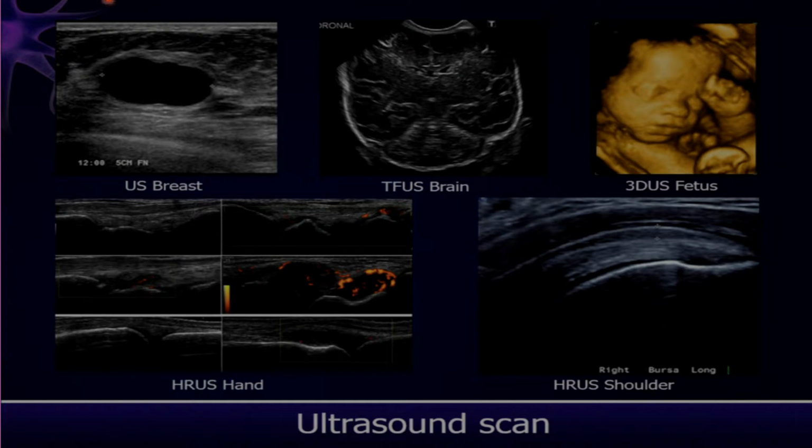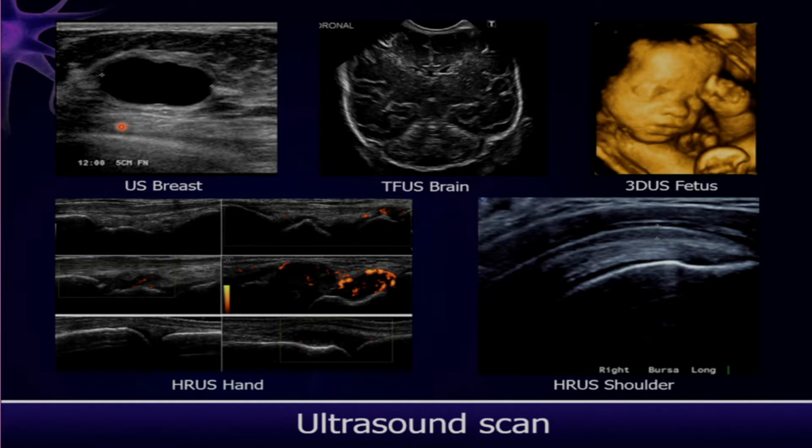Here in the left-hand corner, you can see an ultrasound scan of the breast. Nice tissue planes. It's a benign cystic lesion. The next one is a transfrontal ultrasound scan of the brain. And this is a 3D scan of a fetus.